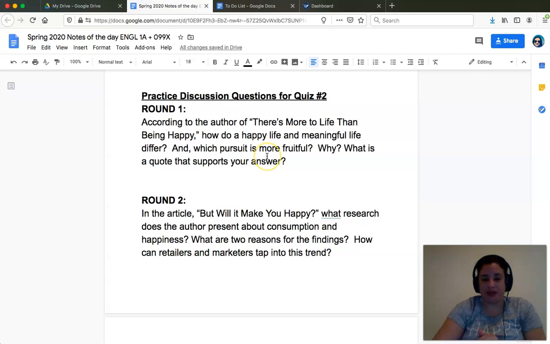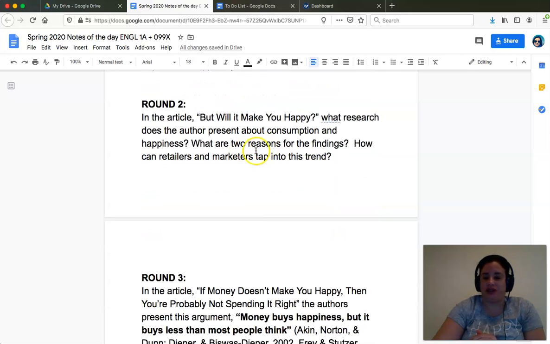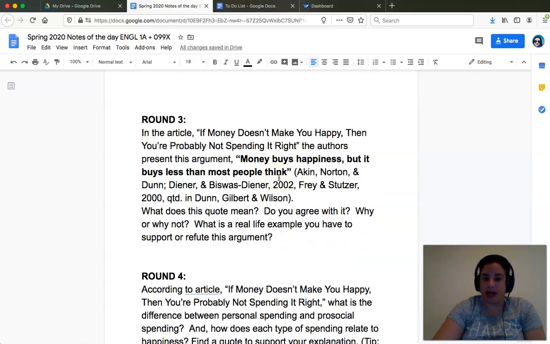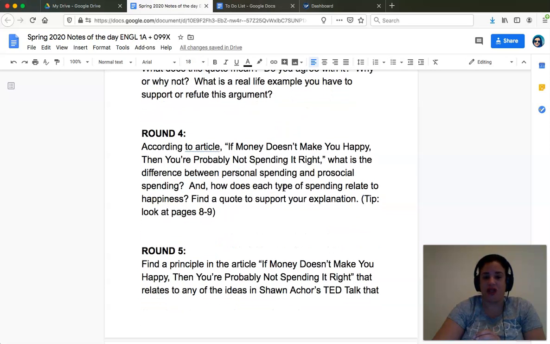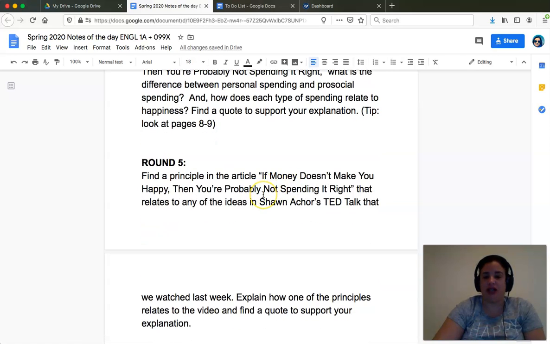There's one about the difference between a happy life and a meaningful life, so go ahead and make sure you understand that question. One about the different kinds of consumption. One about does money buy happiness, as related to the bigger reading. One about personal spending and pro-social spending, and one about the bigger reading as it relates to the TED Talk. So these questions pretty much cover all the big ideas for the unit, and if you study these questions and prepare that way, you should be in good shape.